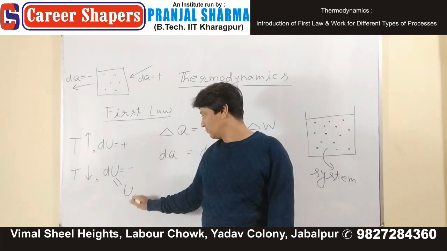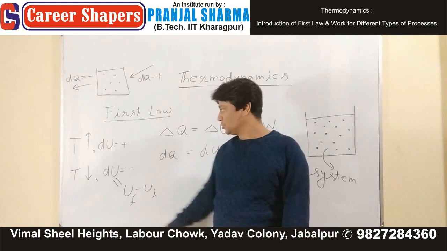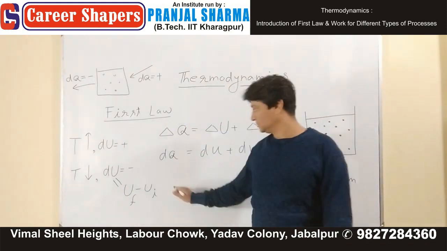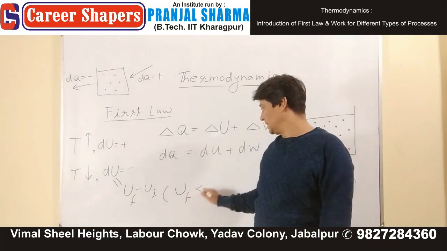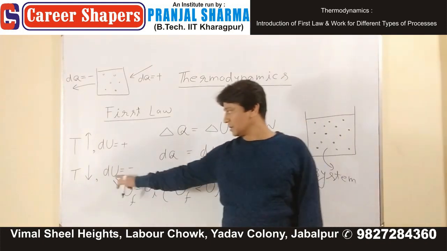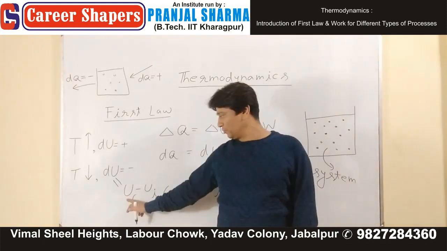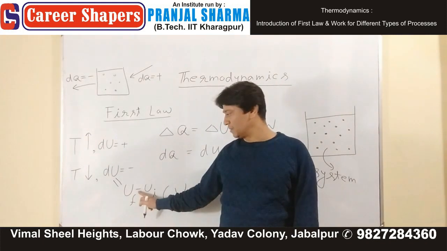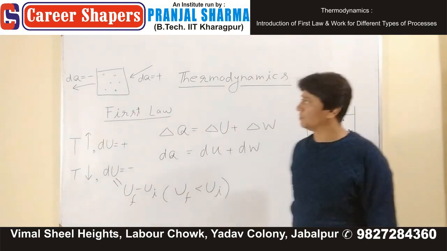Anything d-type is always final minus initial. So when you decrease this, U final is less than U initial. So if your U final is less than U initial, then because of the negative sign, you will get negative dU.